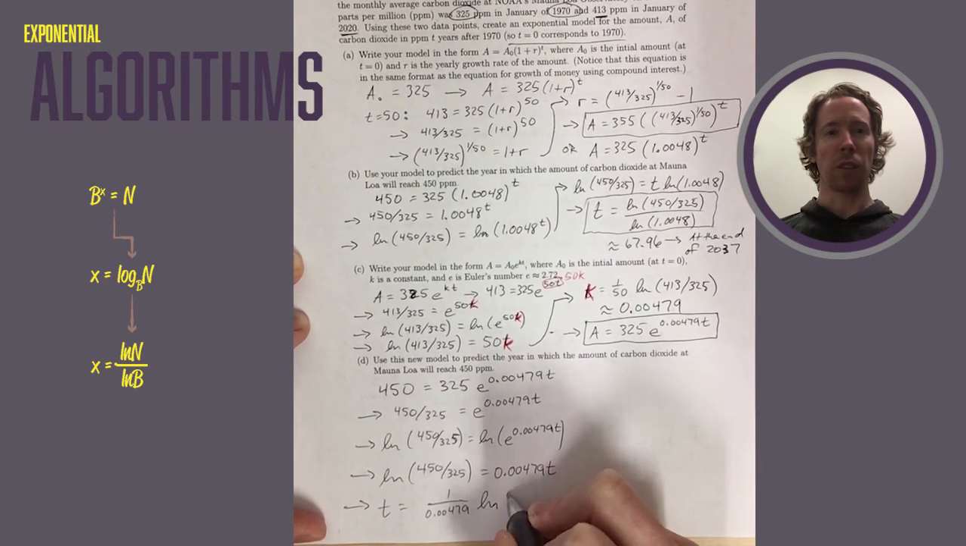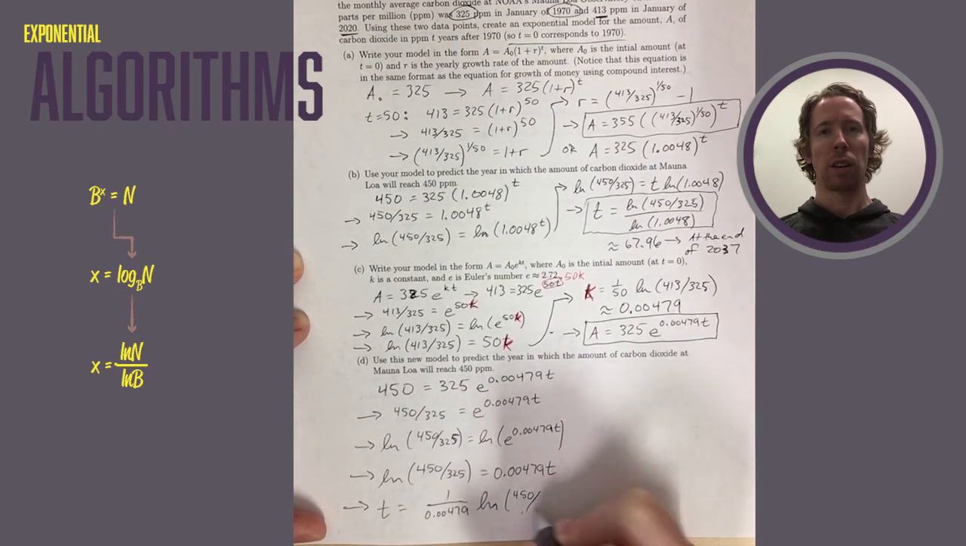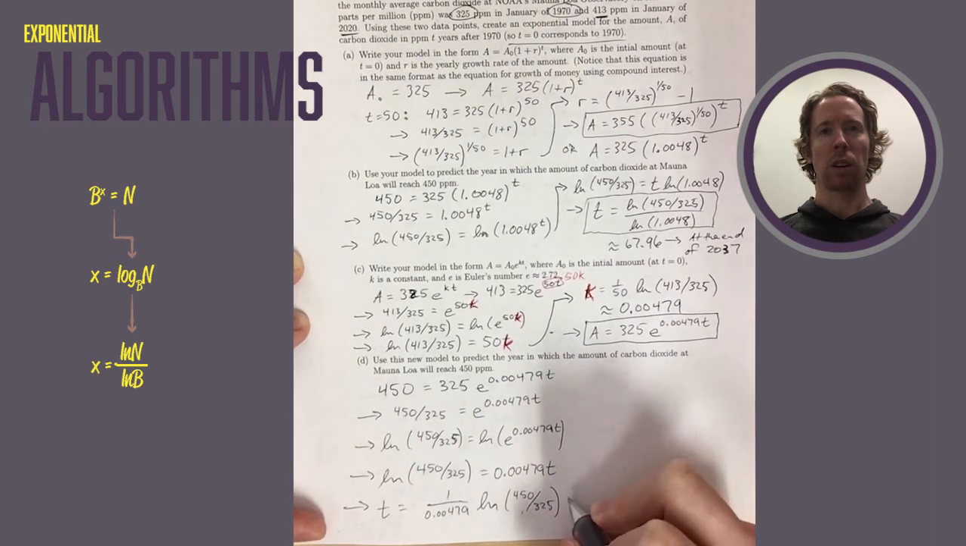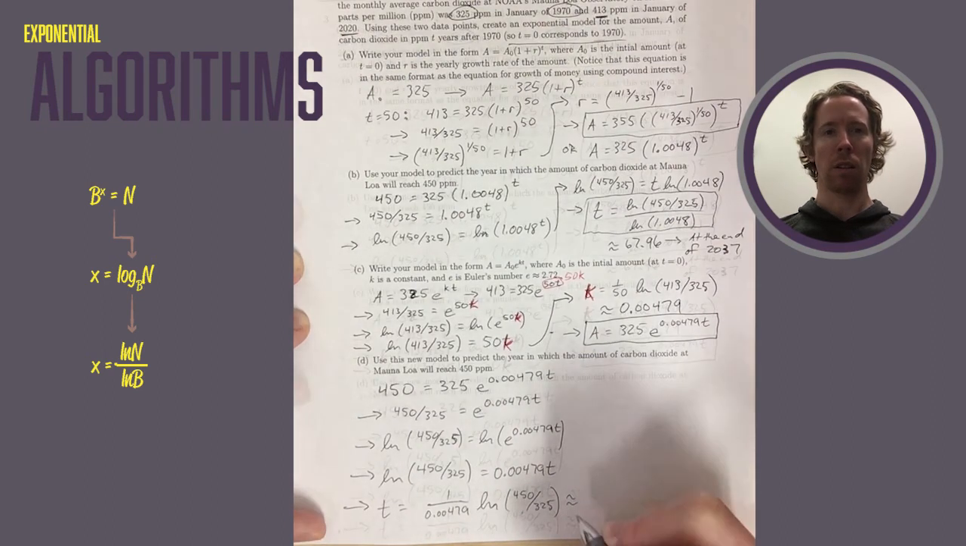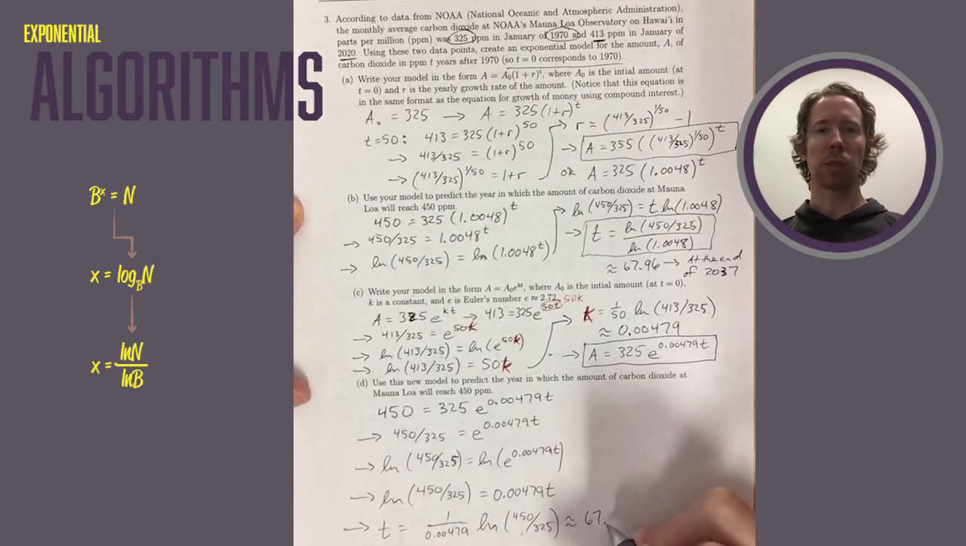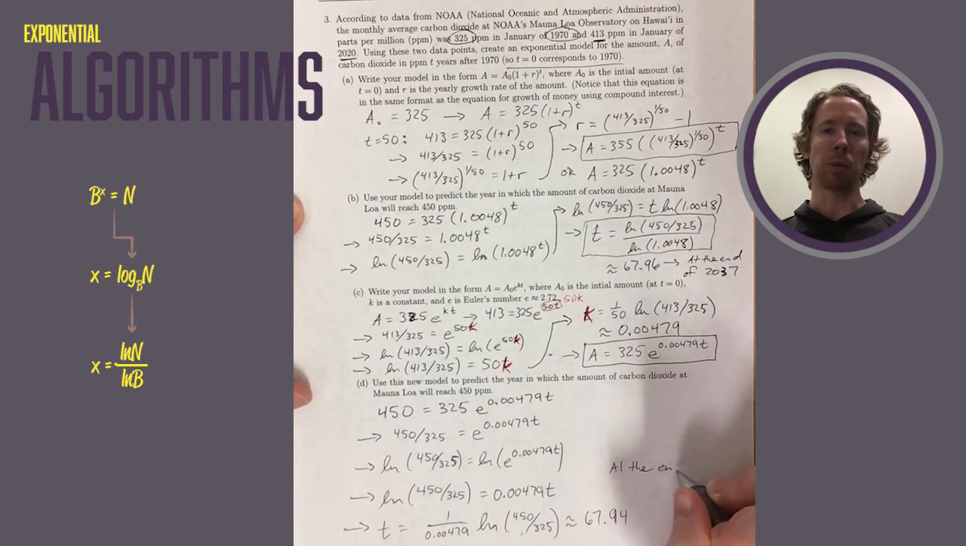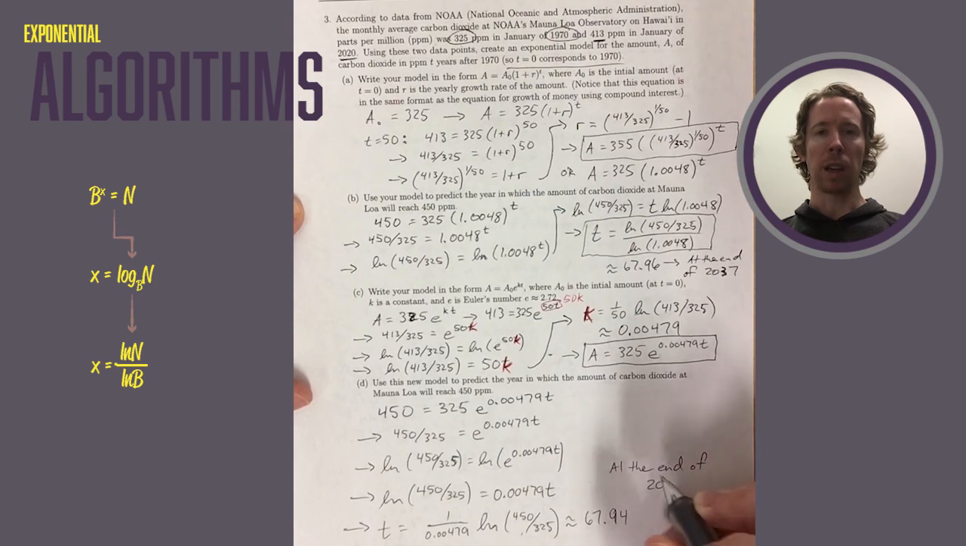And that's the number of years after 1970. If I want a decimal approximation, I'll plug that into a calculator. The decimal approximation comes out to be 67.94, which is good. That's almost exactly what we got in part B. So again, we'll say that you'll reach 450 parts per million. We're making a prediction. This will happen probably right at the end of 2037.